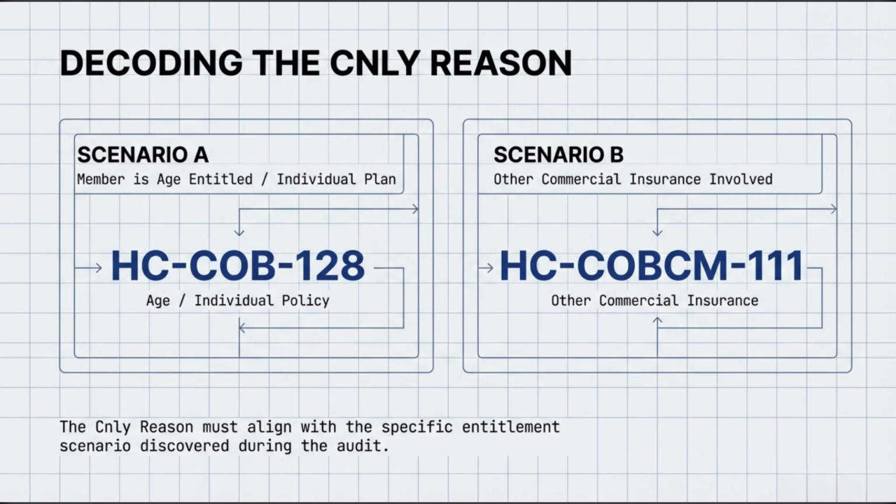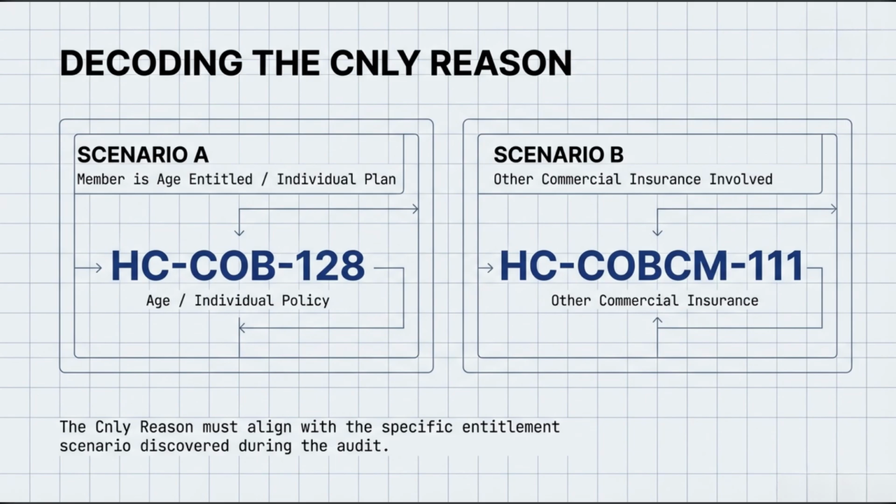Now, shift your focus to scenario B. What happens if we discover other commercial insurance involved during our audit? That immediately tells us our CNL reason must be HCCOBCM-111. This code, HCCOBCM-111, is dedicated to other commercial insurance. It's a beautiful, precise alignment.